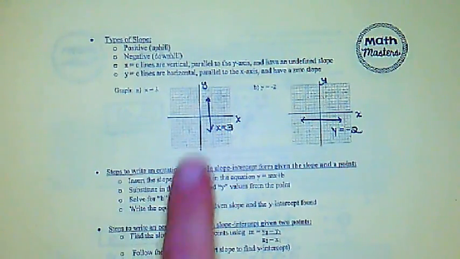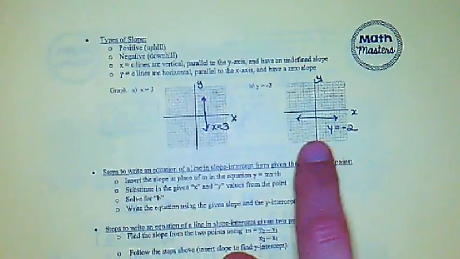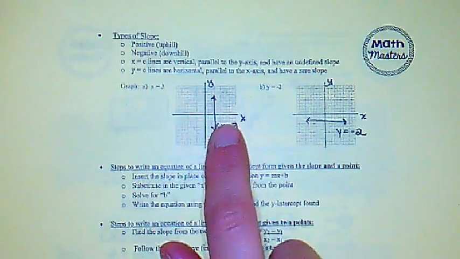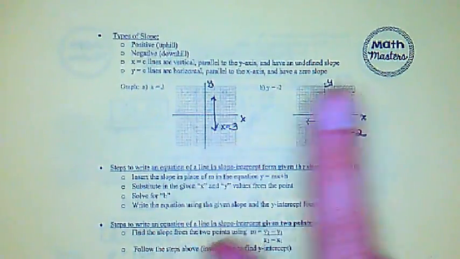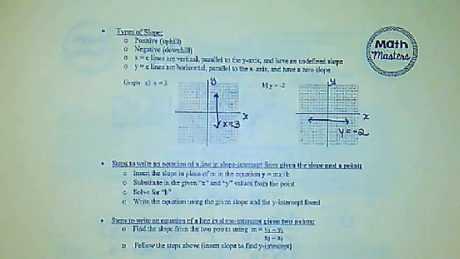The different types of slope: we have negative, positive, and then a vertical line. The equation would be an x equals. A horizontal line would be a y equals. So this would be an undefined slope, and this would be the slope of 0.